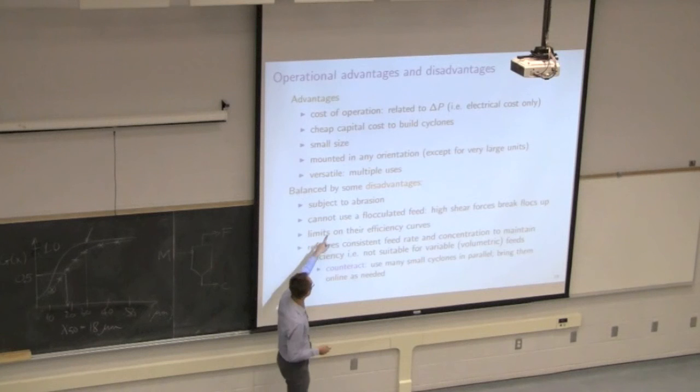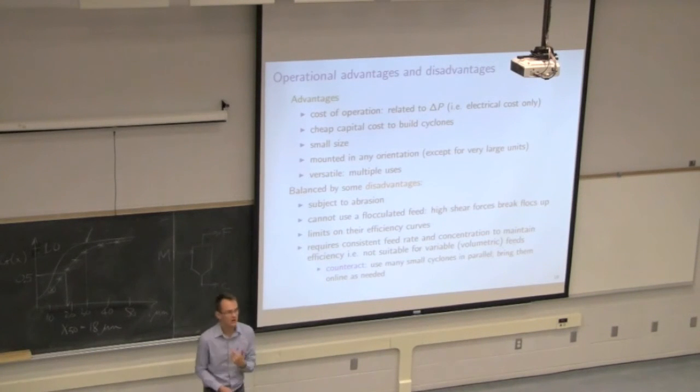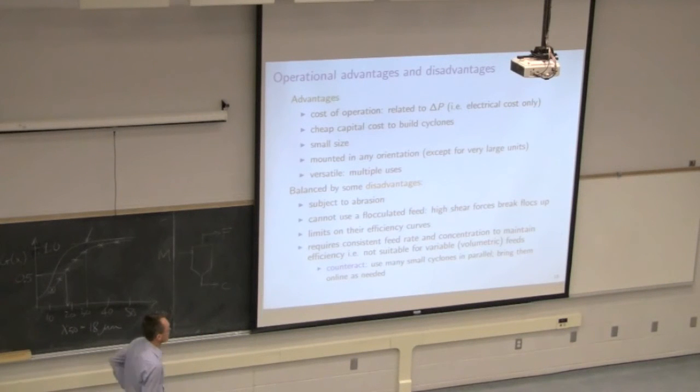Also, we cannot really use them if we've flocculated our feed, because the high shear forces coming in on that tangential axis will break those flocs out. And then the other key constraint here is that when we have these cyclones operating, they work really well if we can stabilize the volumetric feed flow rate Q.